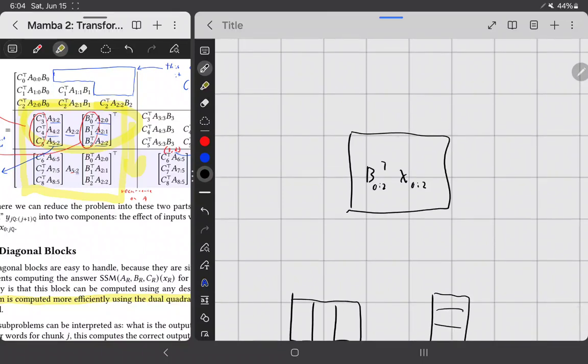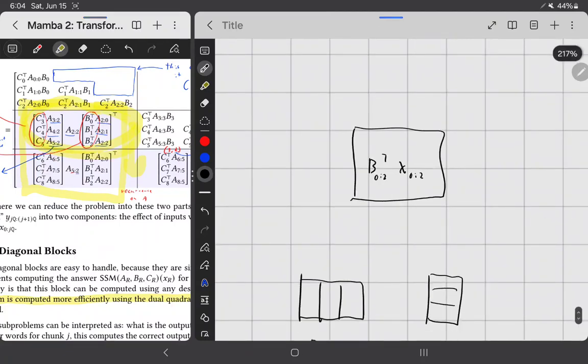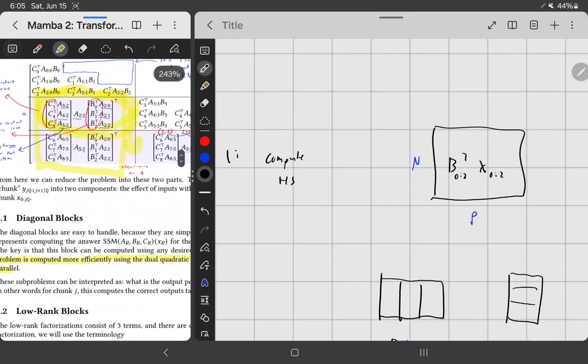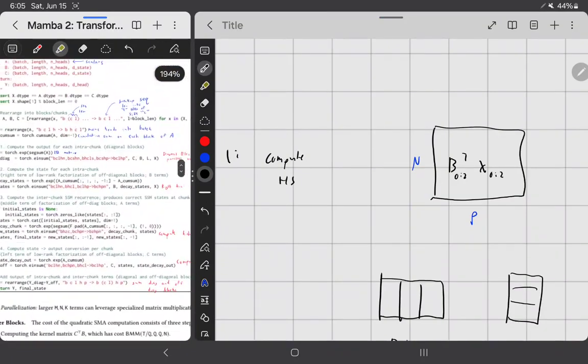This will be our first part. And this is on the block. So this is going to be the first step. And this is going to be an n by p matrix. So step 1 is compute the hidden states. And let me go over to the code to show that.